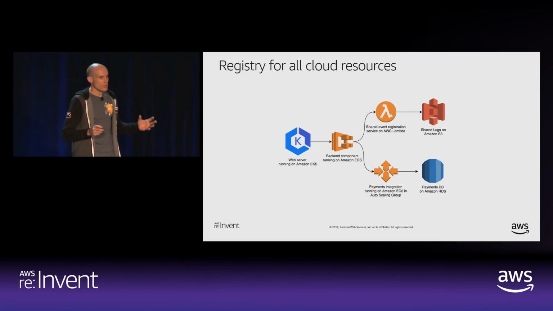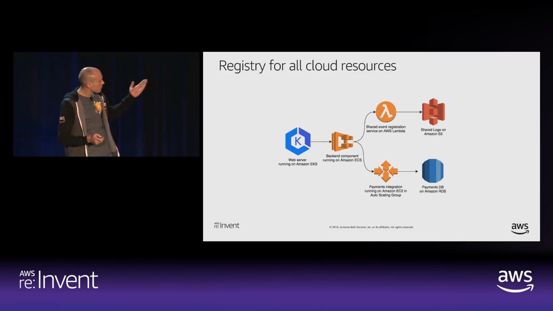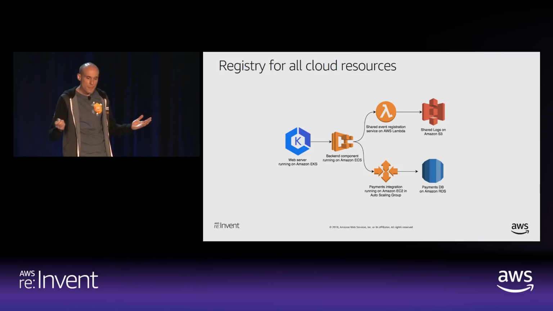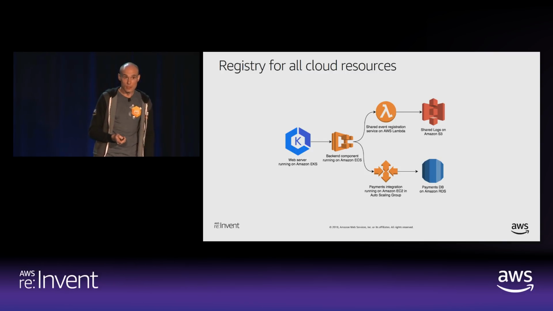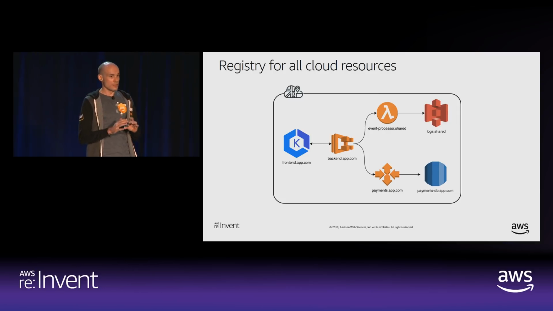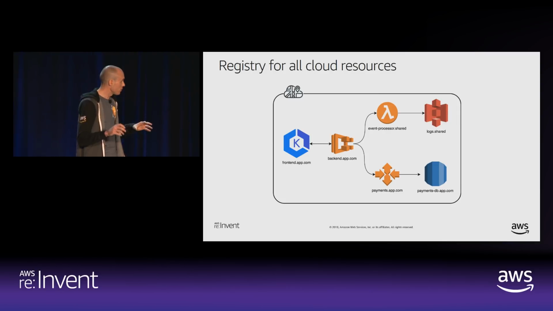So you have all these components, and some of these components, well, they need to connect to each other, like front-end to back-end, back-end to payments, payments to database. So how do we do that? With AWS Cloud Map, you can get a friendly name resolution. So you can assign convenient names for all your application components and resolve them at runtime.